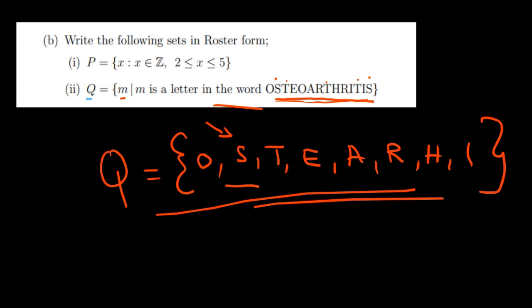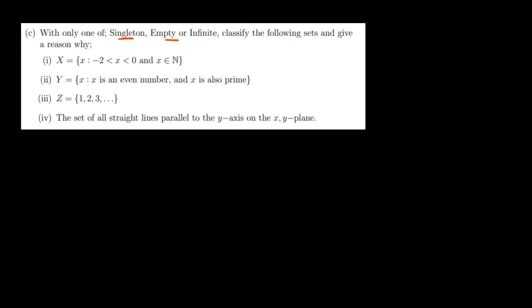Okay, so now let's use this information of the roster and the set builder to answer the following questions that I'm going to show you. Okay, so the first question is here. Okay, so they're saying with only one of singleton, empty, infinite, classify the following sets and give a reason. Okay, so we have some of the sets there that are in set builder notation, and we have some sets there that are in roster form. So we have to classify those sets if they are a singleton set, or they are empty, or they are infinite.